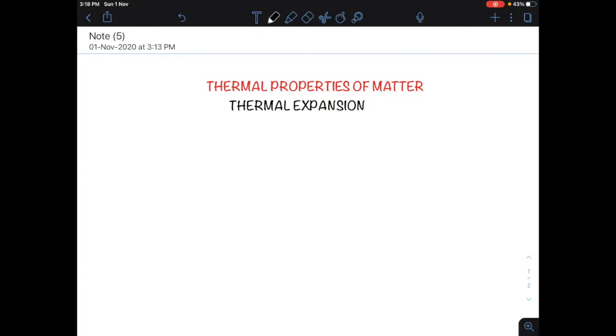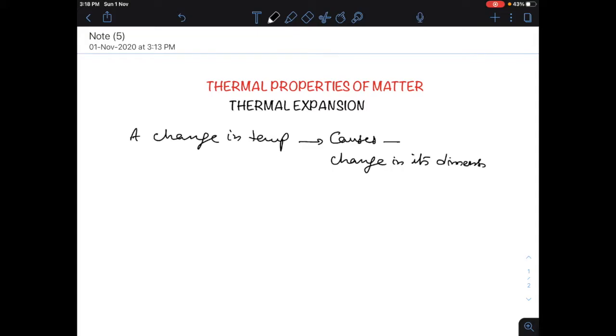A change in temperature causes a change in its dimension. Expand or contract means what? There is a change in dimension. Expand means dimension increases. Contract means dimension decreases.